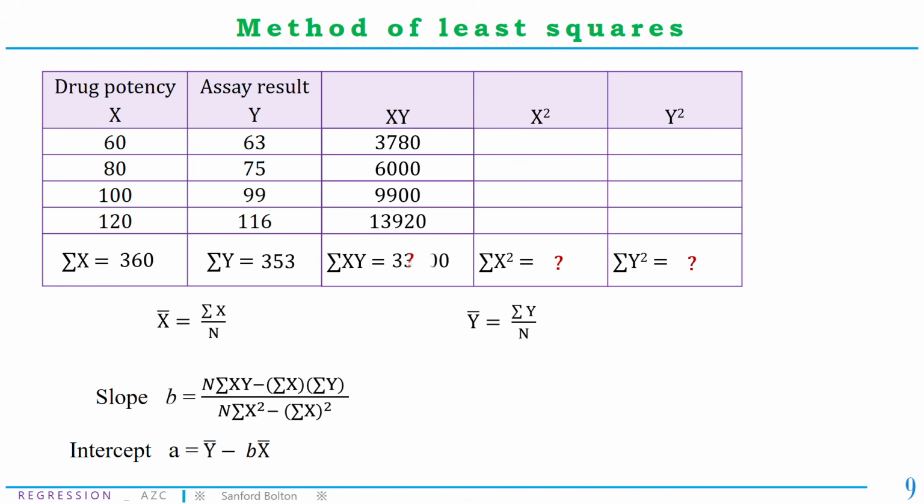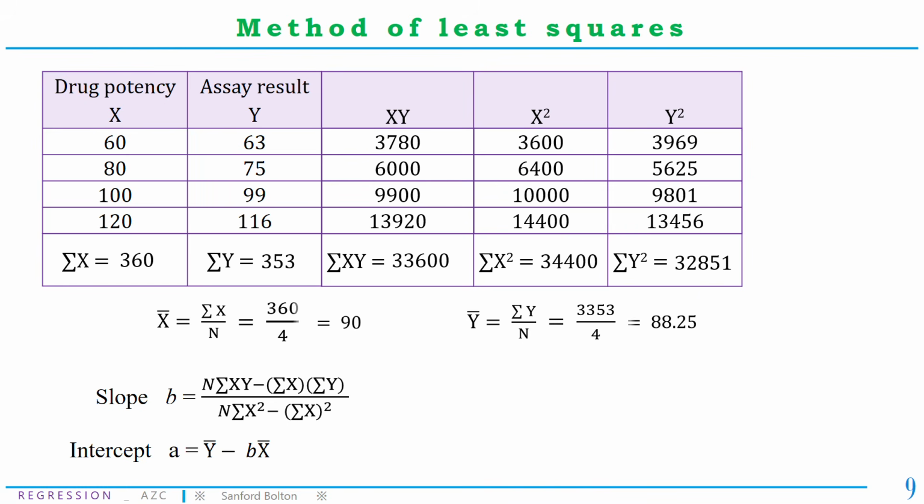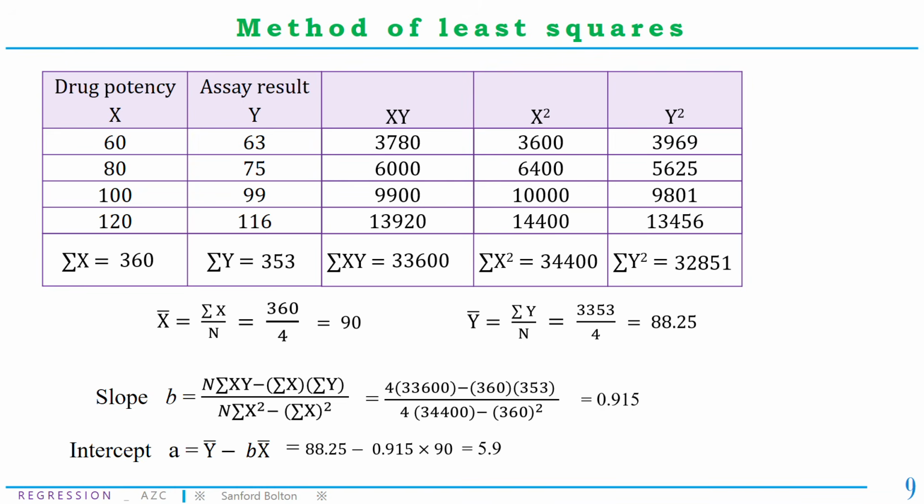Now, identify the values of x bar and y bar. X bar is 90, and y bar found is 88.25. Now calculate slope. The value of slope calculated is 0.915. Now calculate intercept. Intercept found is 5.9.